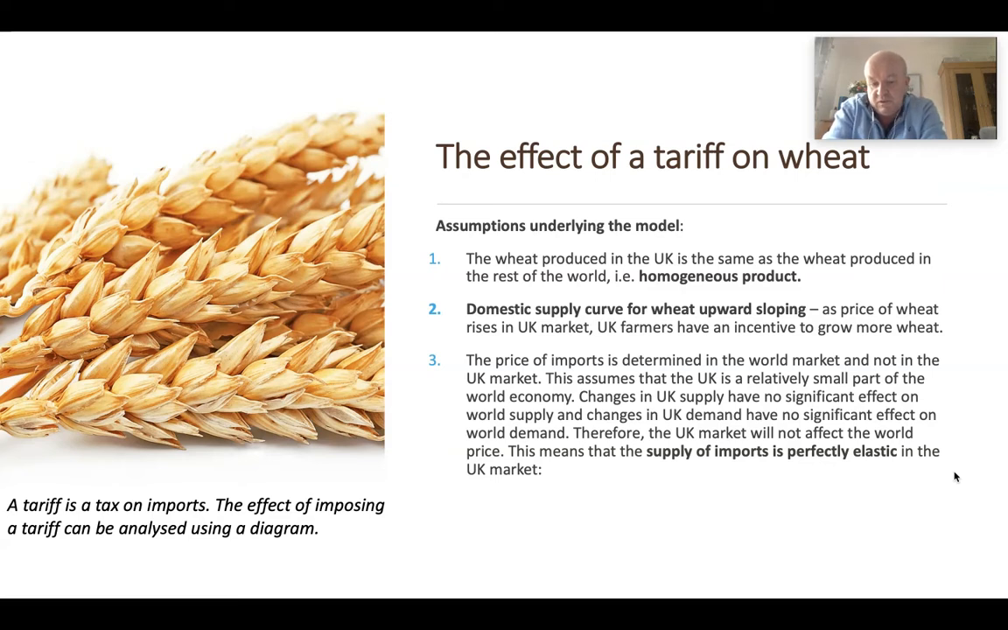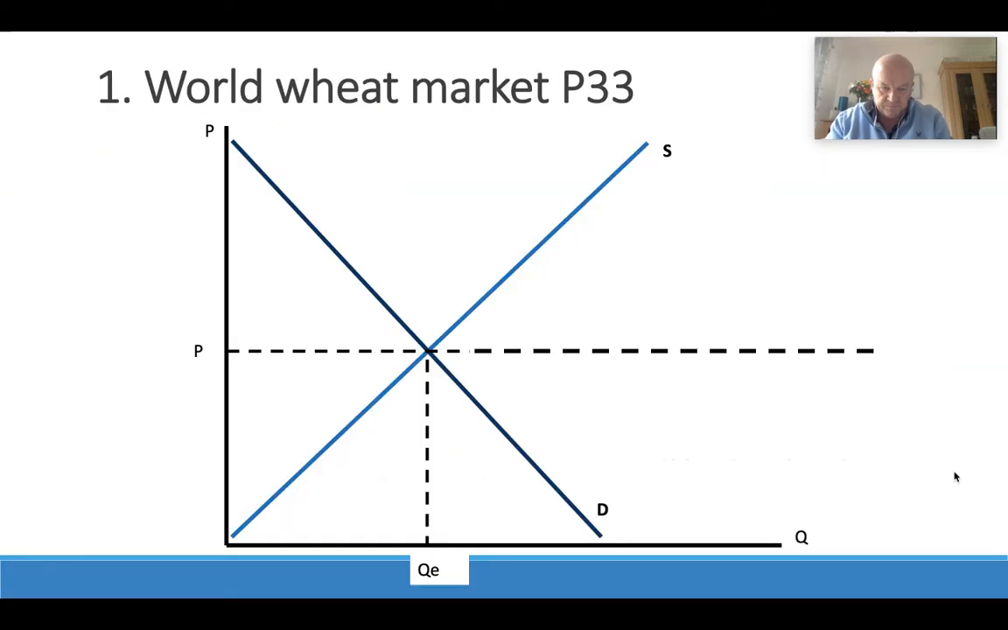Okay, so because we're a relatively small producer, that essentially means that the supply of imports is perfectly elastic in the UK market. So you could argue this is almost like a perfectly competitive scenario, isn't it? Not absolutely, but there are some assumptions within that which demonstrate the same sort of principle. So let's take a look at what that means then.